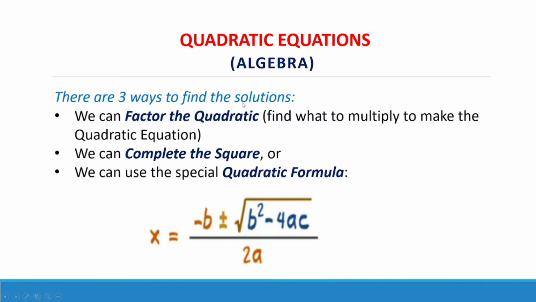There are three ways to find the solutions. First, we can factor the quadratic: find what to multiply to make the quadratic equation. Number two, we can complete the square. Or number three, we can use the special quadratic formula. The quadratic formula is x is equal to negative b plus or minus the square root of b squared minus 4ac, all over 2a, where a, b, and c are the quadratic coefficients based on the general form.